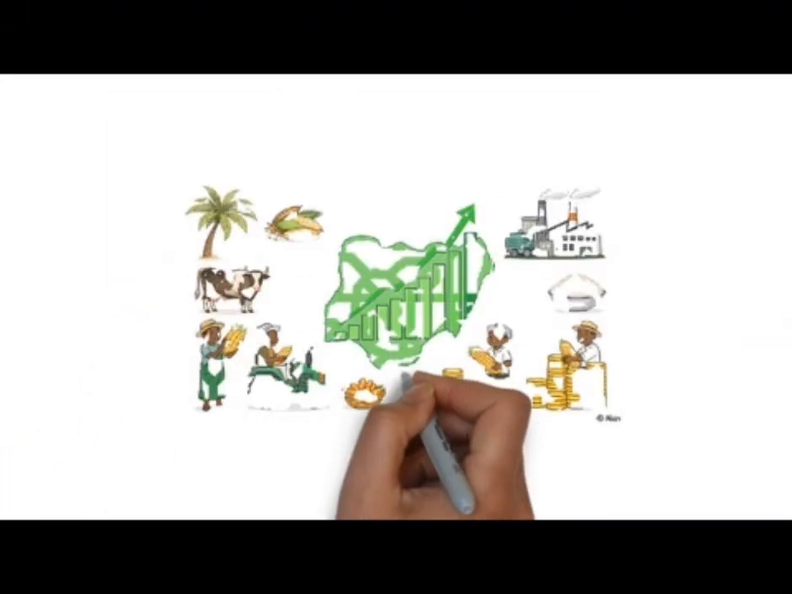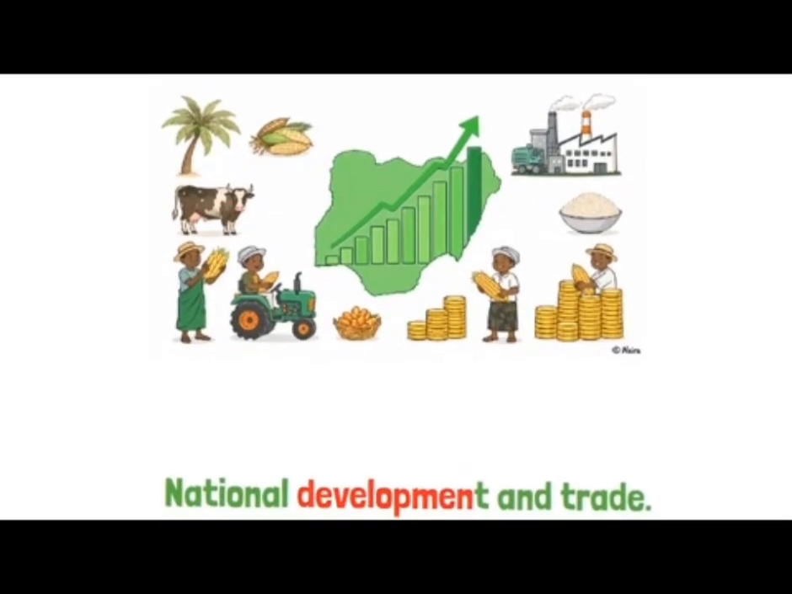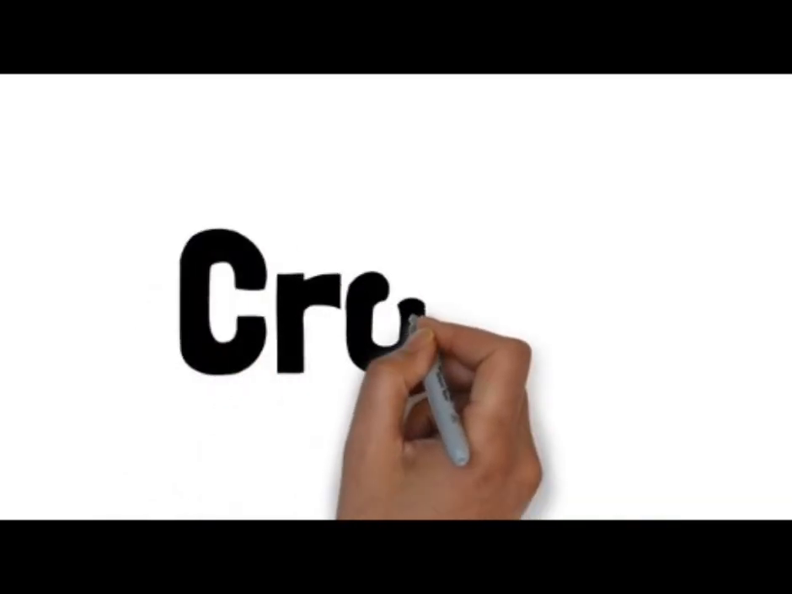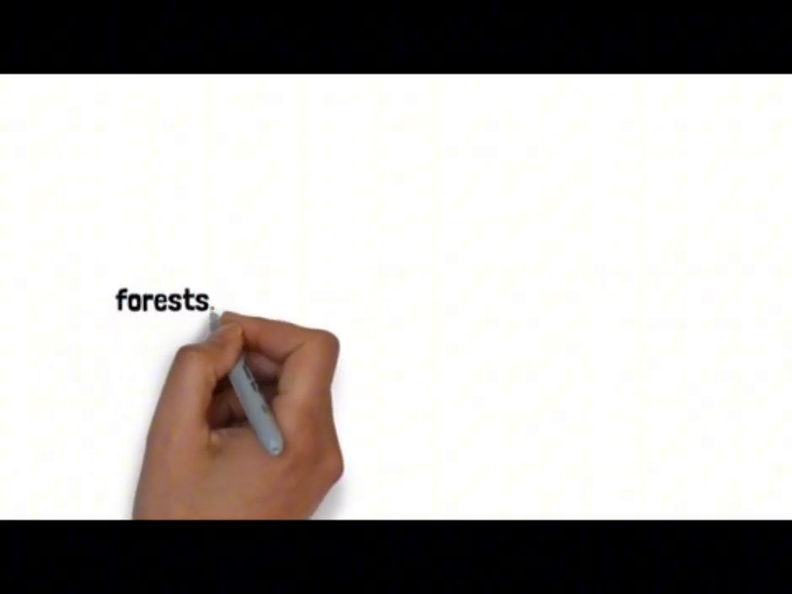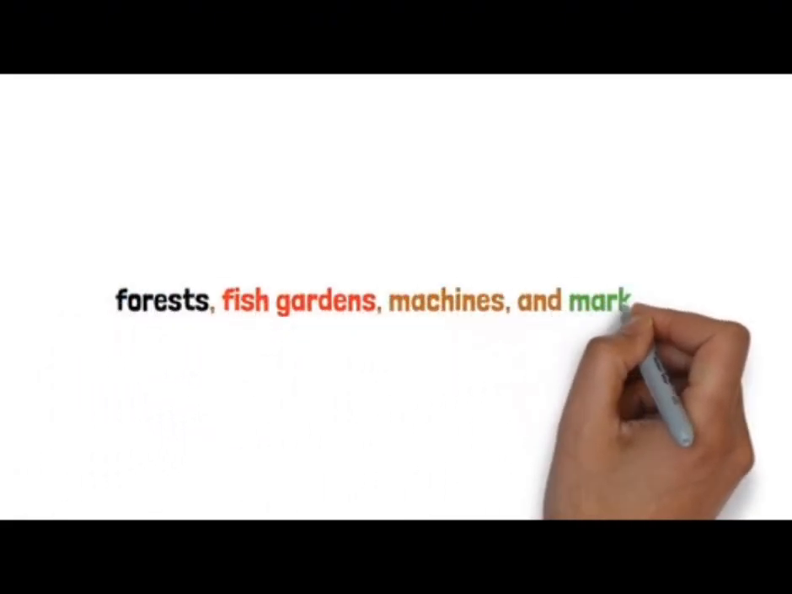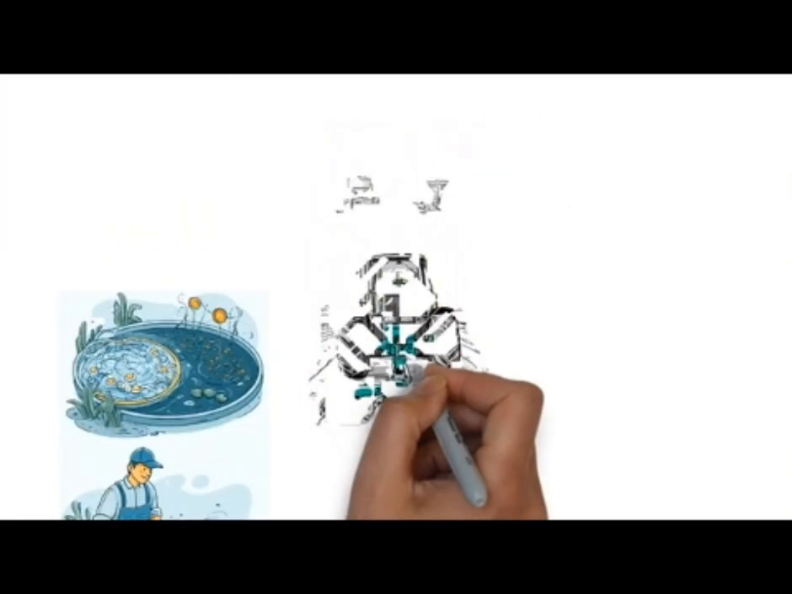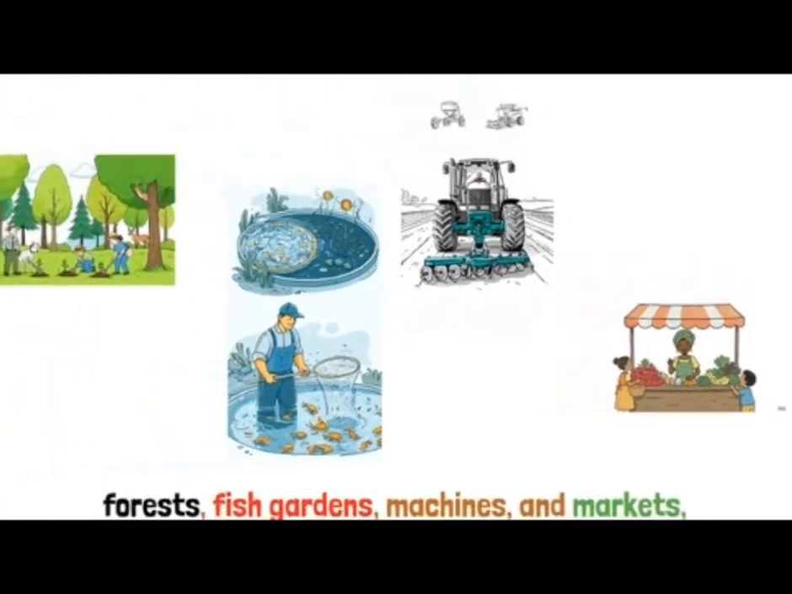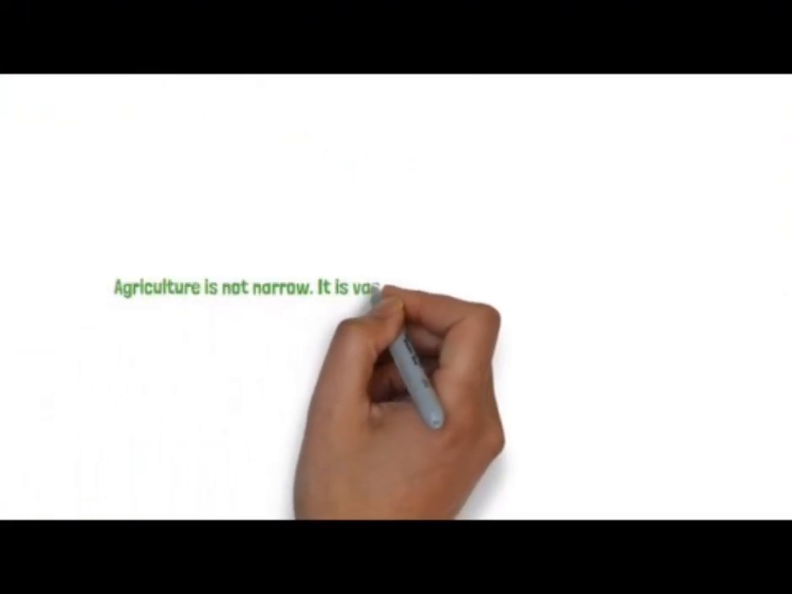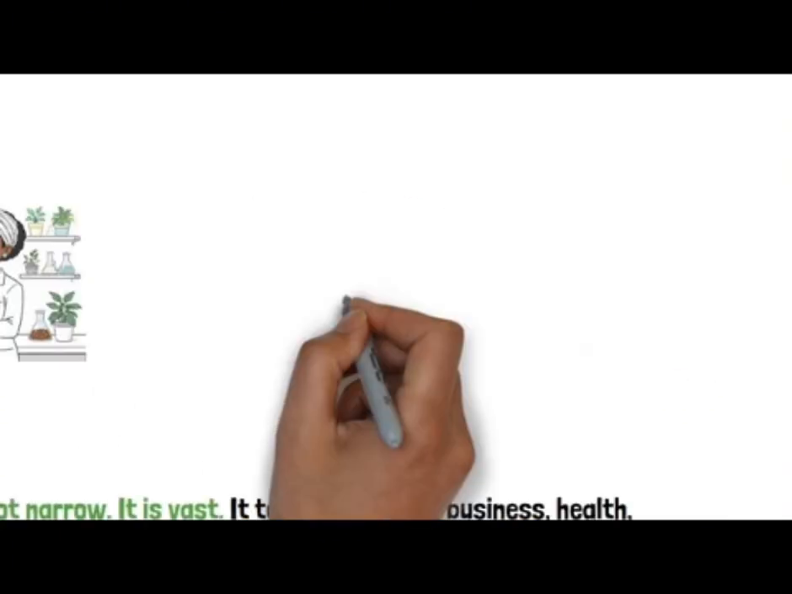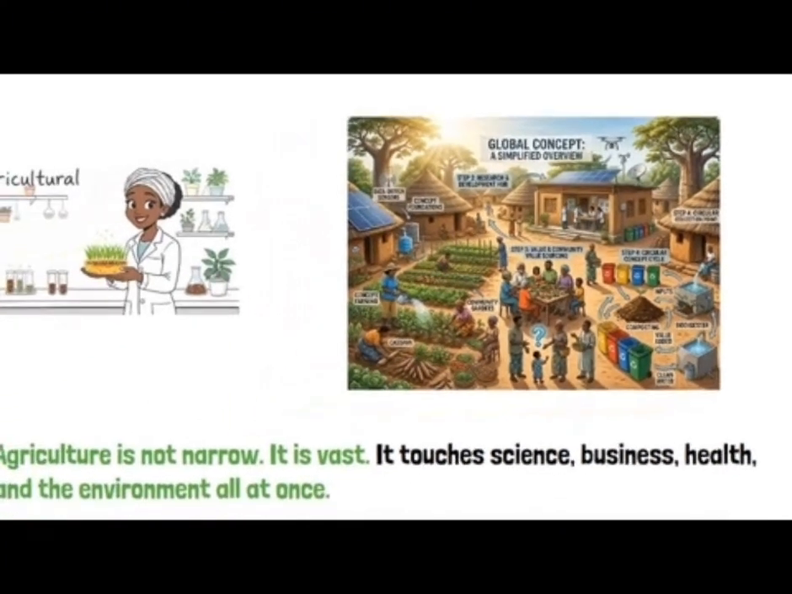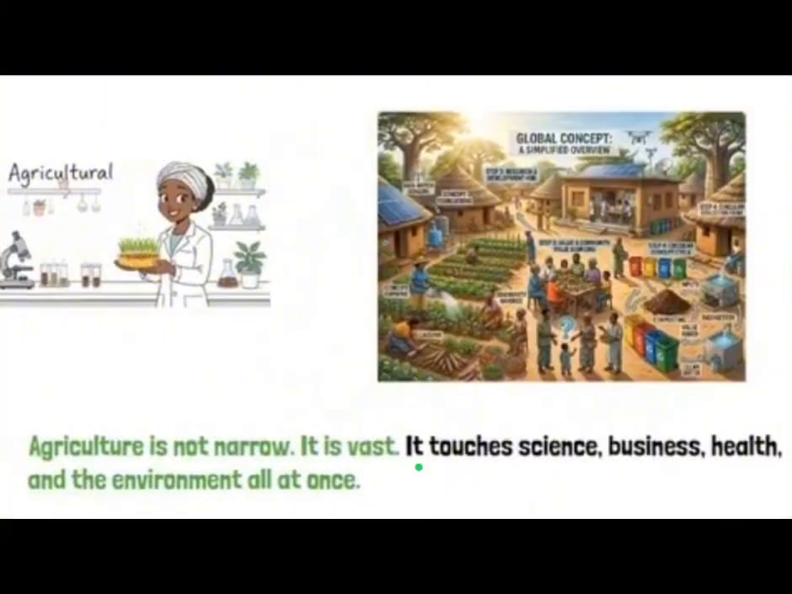When you step back and look at all these branches side by side, crops, animals, forests, fish, gardens, machines, and markets, something becomes clear. Agriculture is not narrow, it is vast. It touches science, business, health, and the environment all at once.